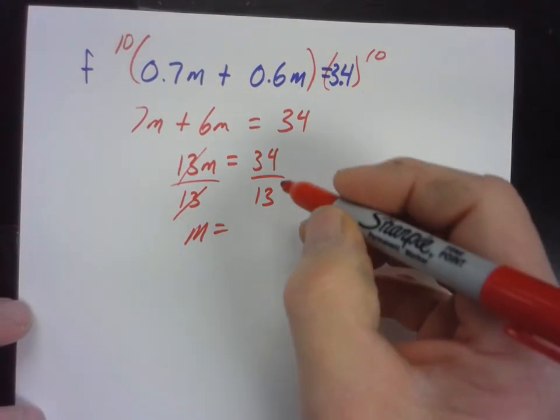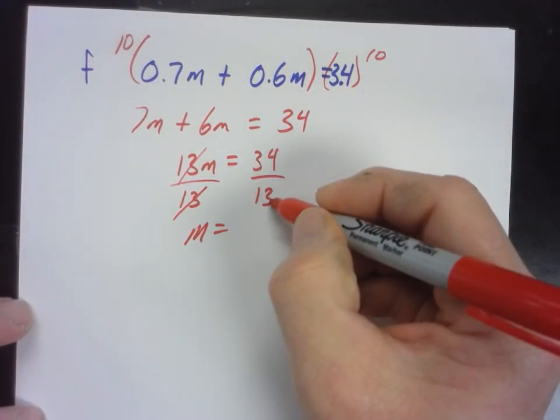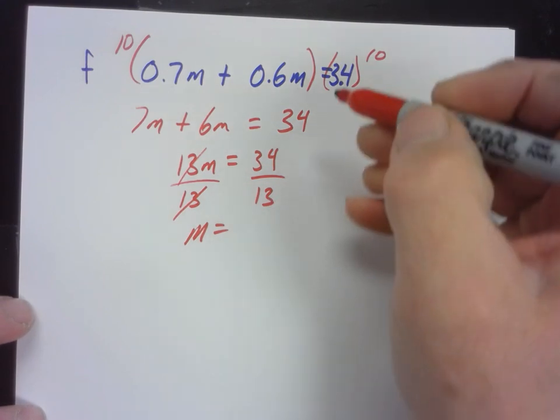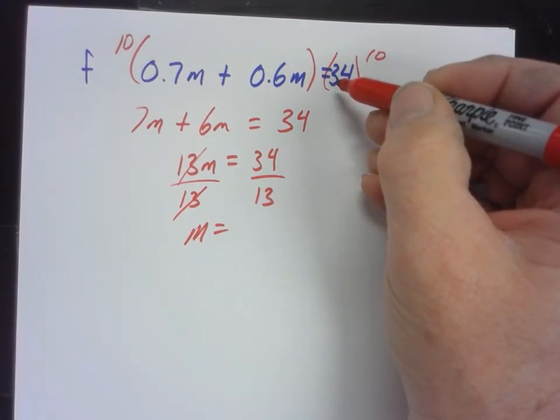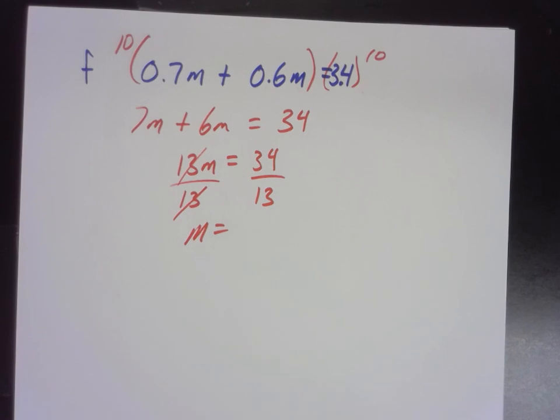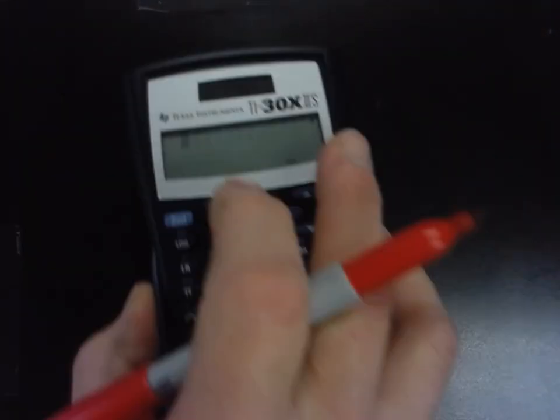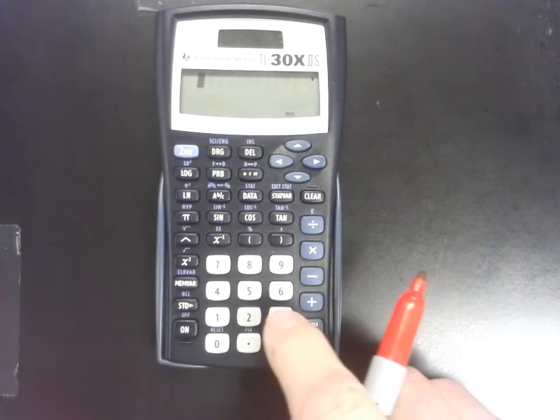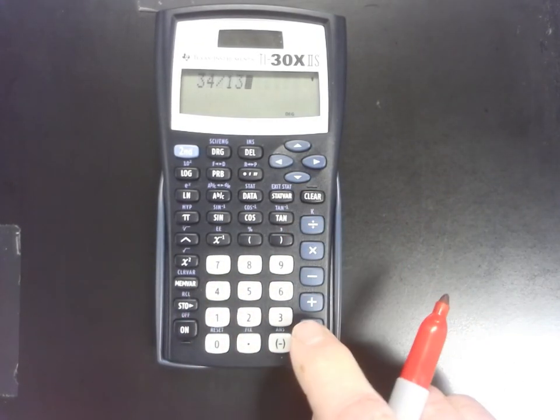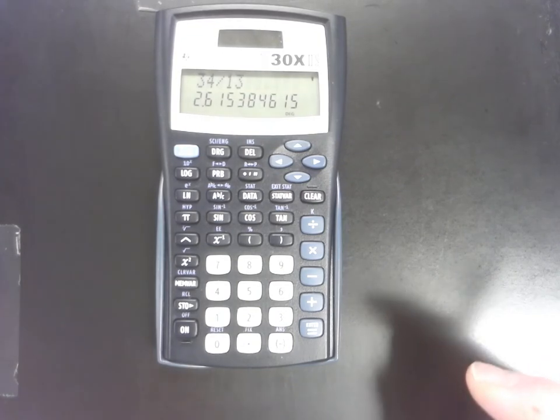And we don't want to give our answer as 34/13 because the original problem had decimals in it. If the original problem has decimals in it, give a decimal answer. If the original problem has fractions in it or whole numbers, then it's more okay to give a fractional answer. Okay? So at this point, get out a calculator. 34 divided by 13. Maybe 2 point something. It is. 2.3. How do you want to round that off?